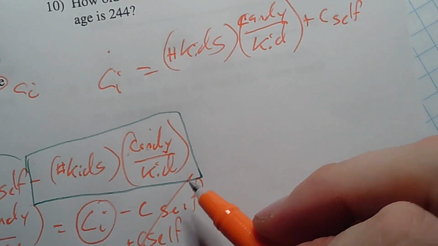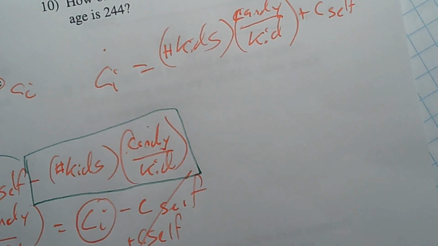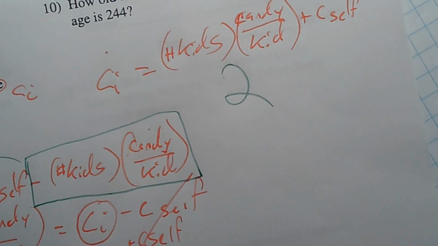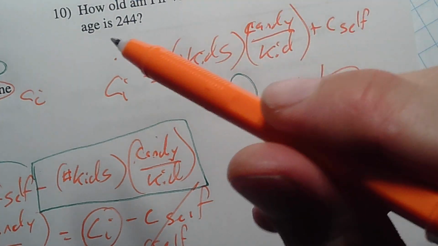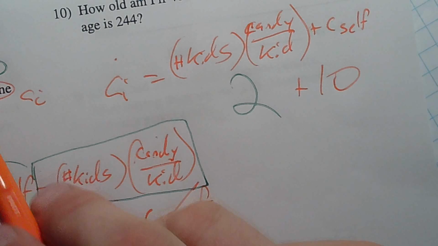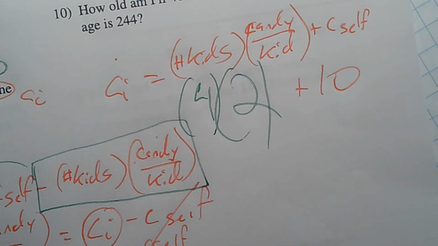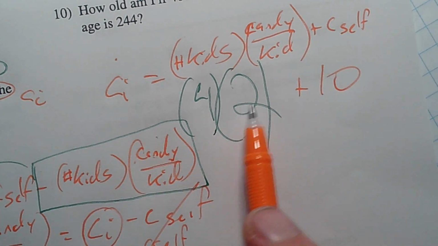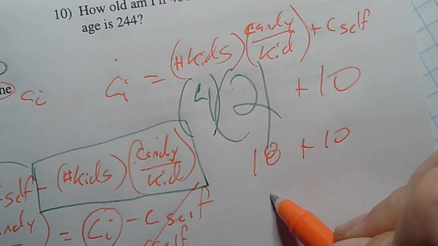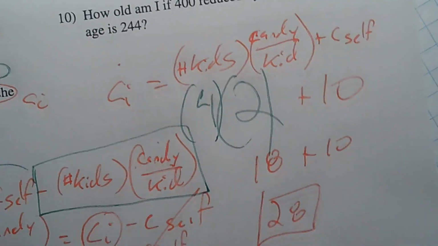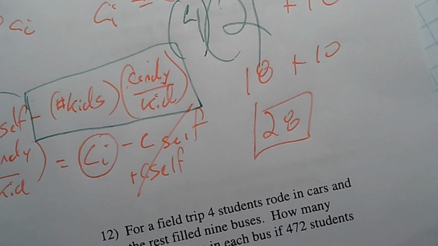So we can just drop it in here. The candies per kid, we already know that is 2 pieces, plus the candy per self, which is 10 pieces. She has 4 children. Okay, so it's 4 children times 2 plus 10, so this is going to be 18 plus 10. She had 28 pieces total. So that's that one. That's how you figure that out algebraically. All right, so there is that one.